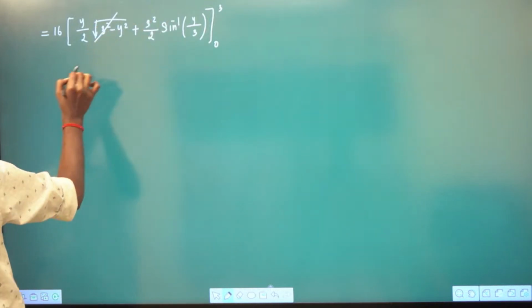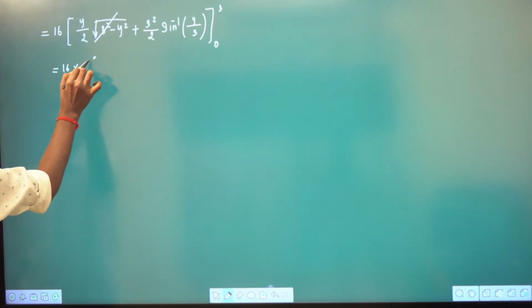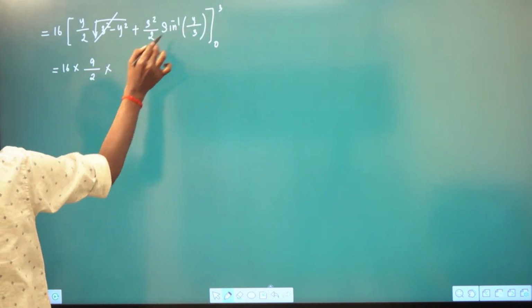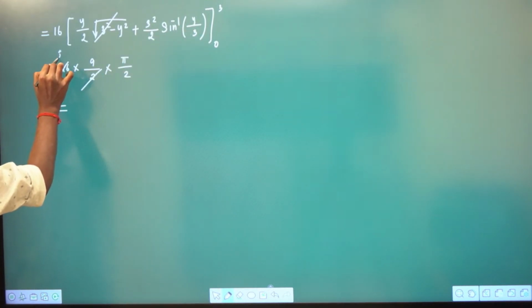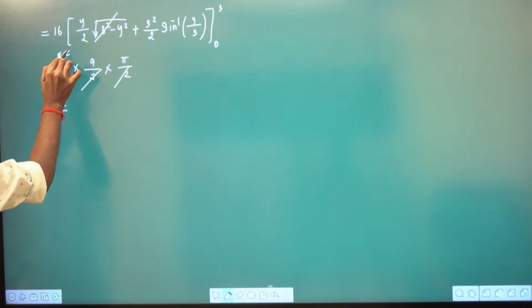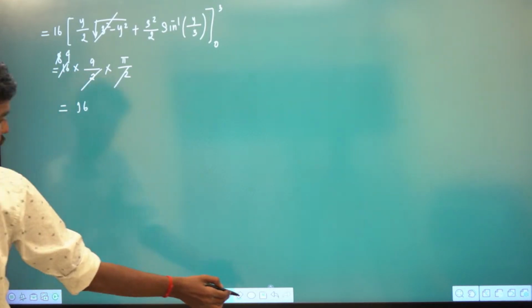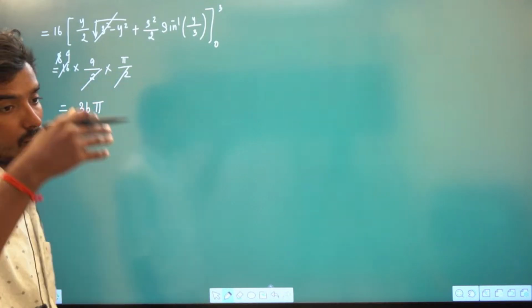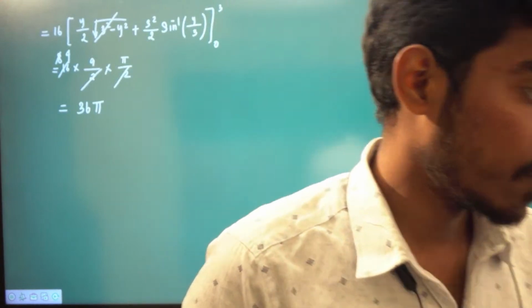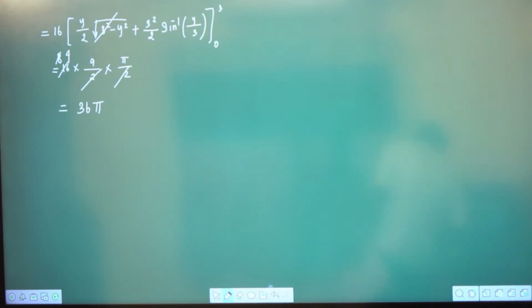When you put 3, this will be 16 into 9 by 2, sin inverse of 1 is pi by 2. So 2 ones are 2, 2 eights are 16, 2 ones are 2, 2 fours are 8. So you have got 36 pi. See, your upper surface is 36 pi, and we know the full volume is 36 pi.